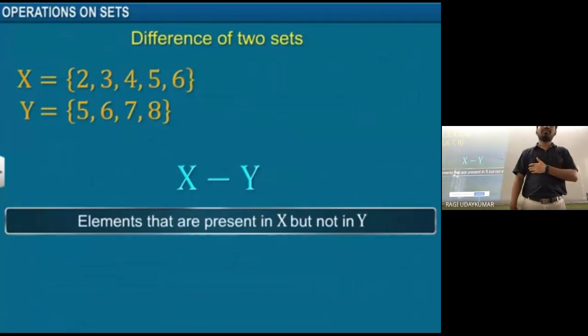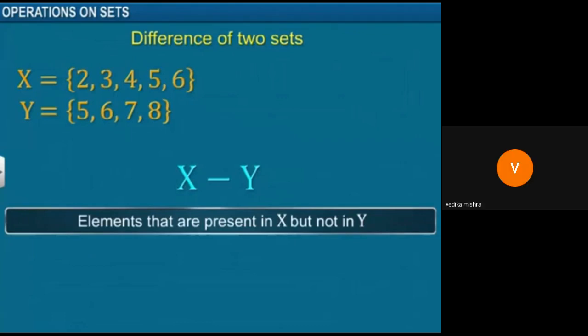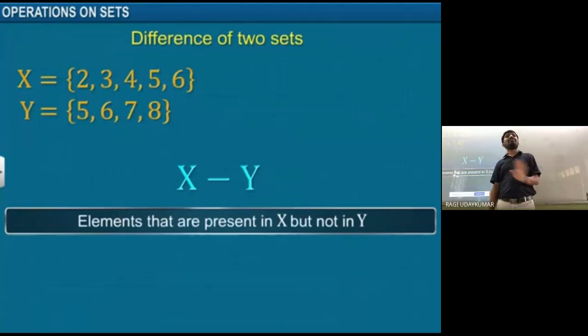What will that be? Can you tell? It should be in X but not in Y. What are the elements we are going to get? 2, 3? No, 6 is present in both. 2, 3, 4. That's all. Only 2, 3, 4. We should not take 7 and 8. Only we should take 2, 3, 4.